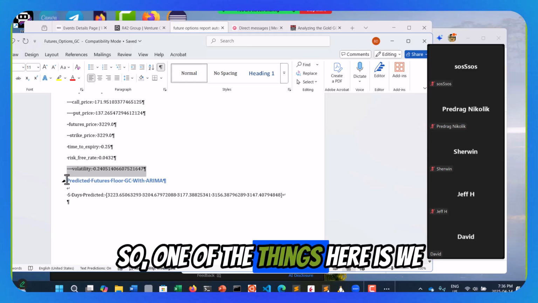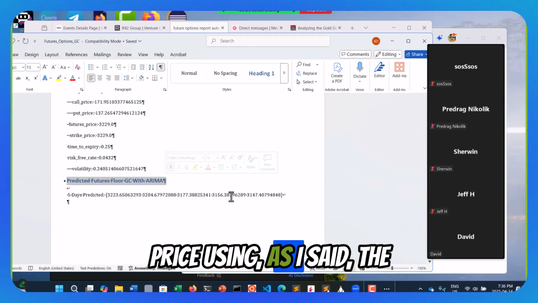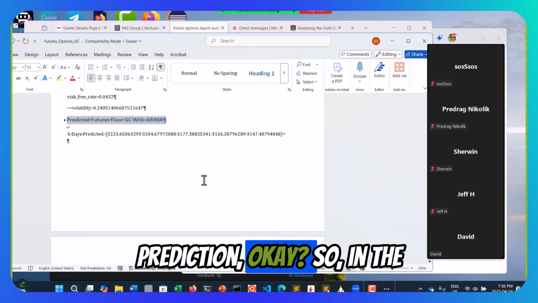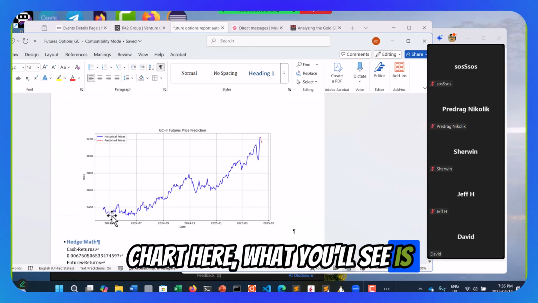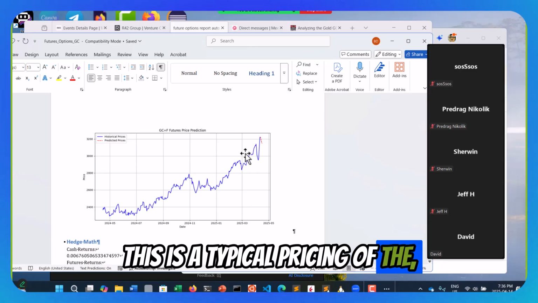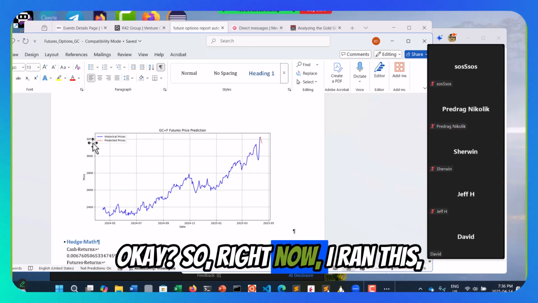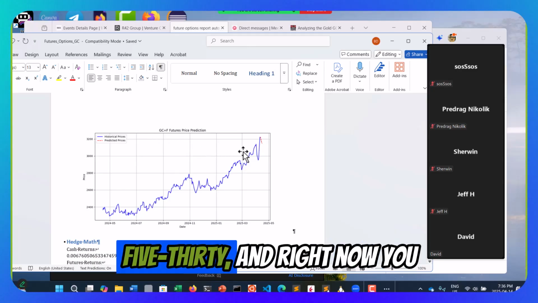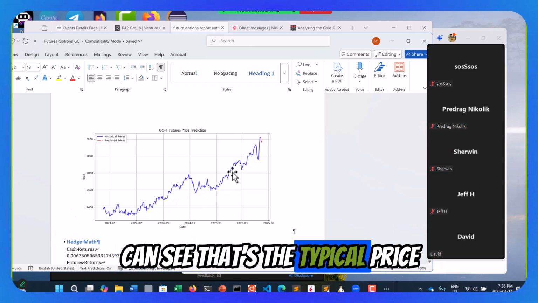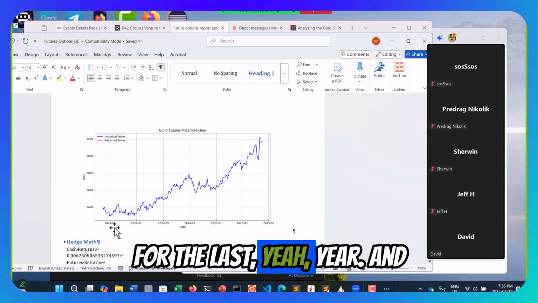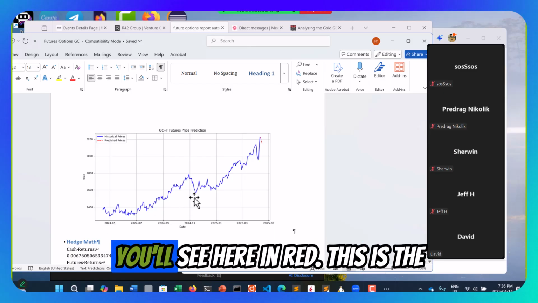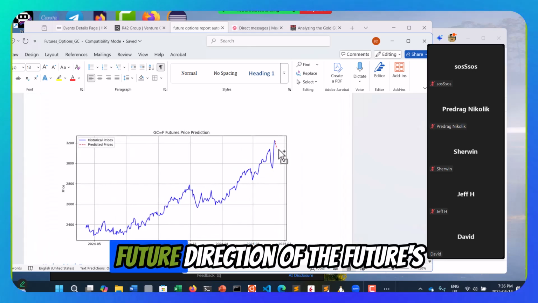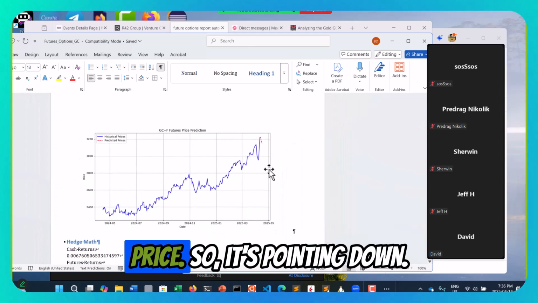One of the things here is we want to predict our floor price using, as I said, the ARIMA. If I do a 5-day prediction, in the chart here, this is a typical pricing of gold. I ran this hours ago, at 5:30. You can see the typical price for the last year. And here in red, this is the ARIMA calculation, which is basically measuring the future direction of the futures price. So it's pointing down.